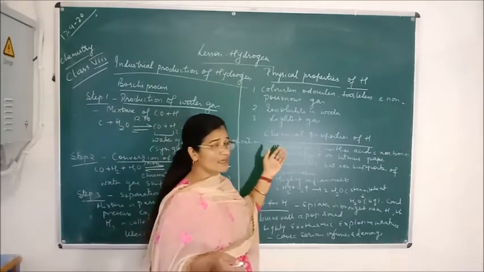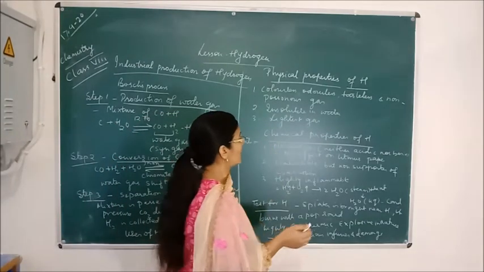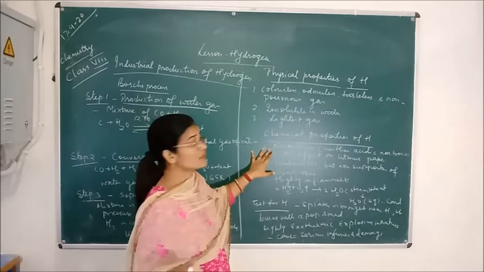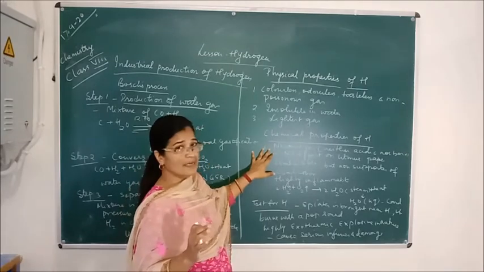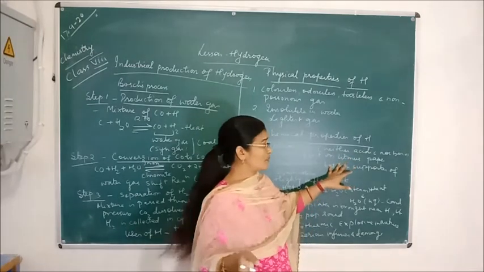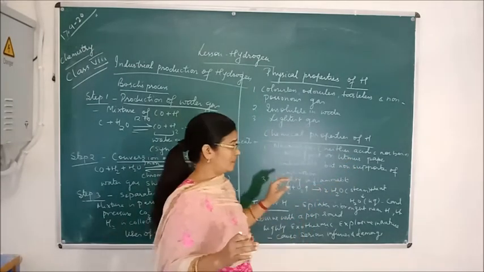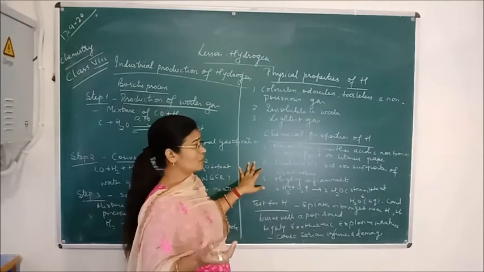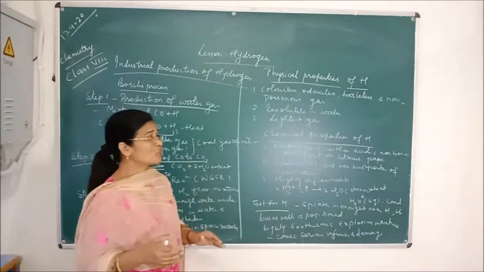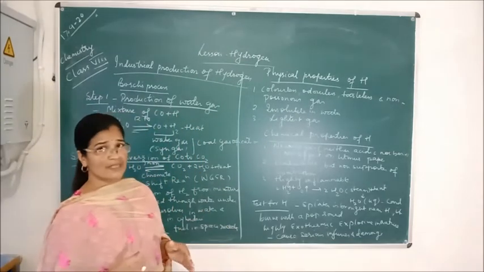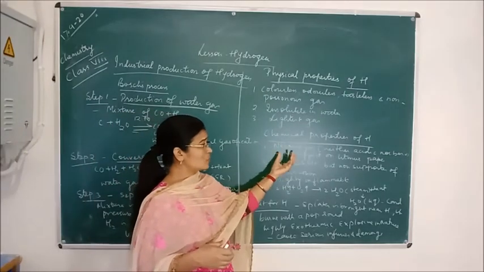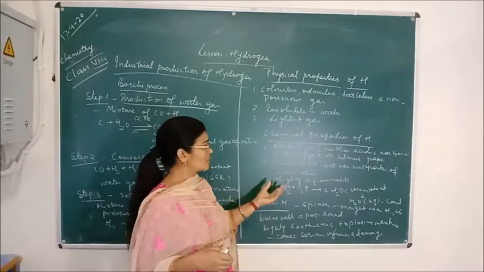Now we'll take the chemical properties of hydrogen. So hydrogen is a neutral gas. Neutral gas means neither acidic nor basic, so it does not have any reaction with the litmus paper. You all know that litmus papers are of two types, red and blue litmus paper. So litmus paper is used to check whether that particular gas or the particular solution is acid or base. So it is a neutral gas, and it doesn't have any effect on the litmus paper.